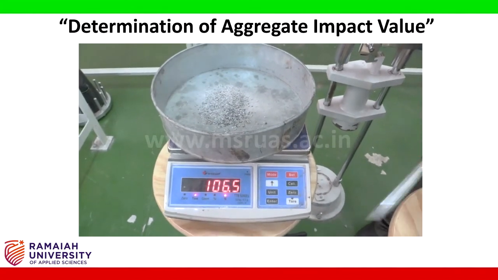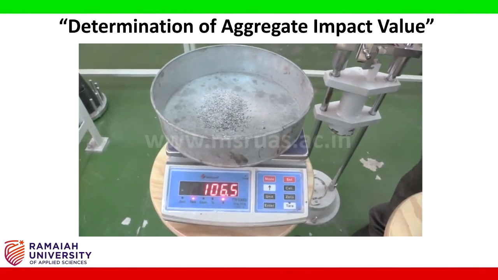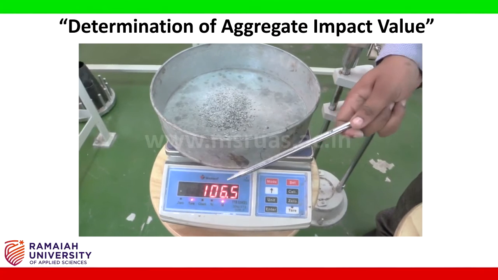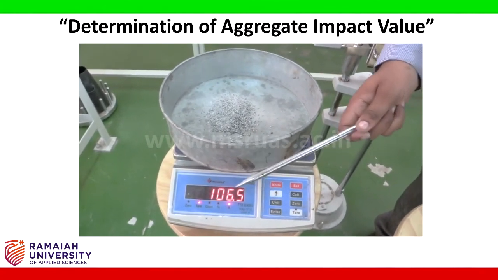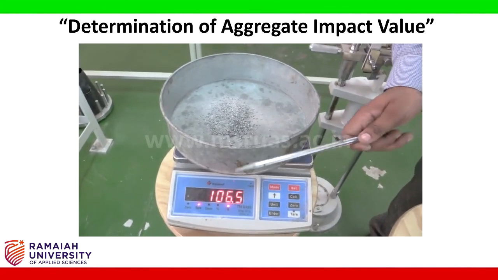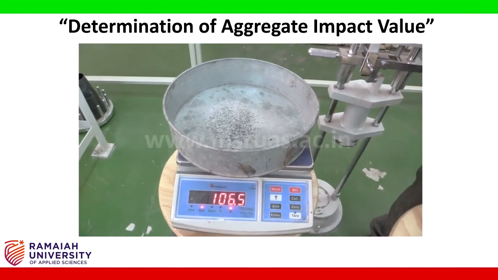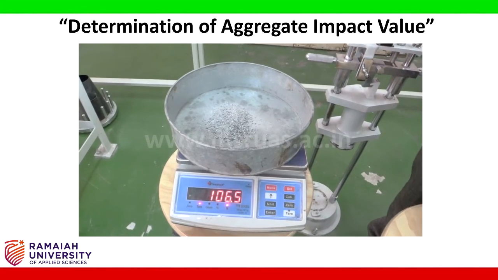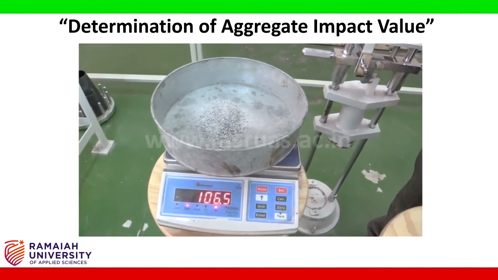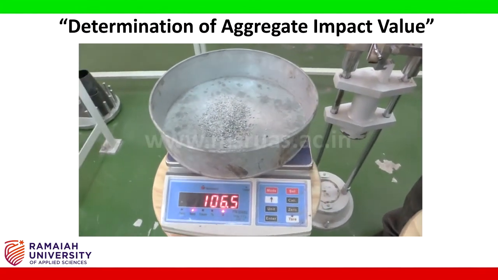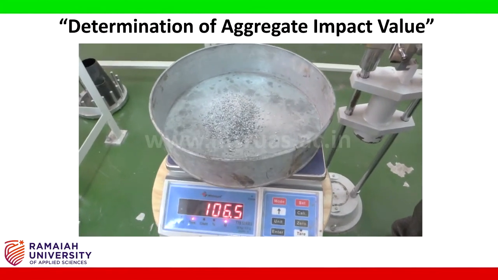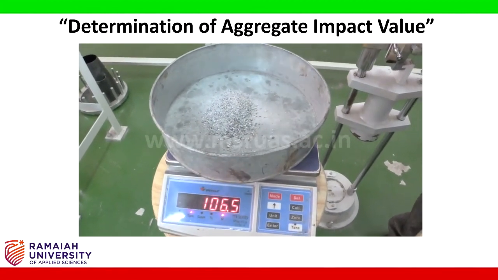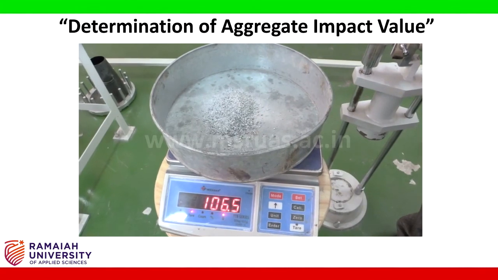This is the weight of aggregate which is passing the 2.36 mm sieve. The ratio of the weight of aggregate passing the 2.36 mm sieve to the weight of aggregate taken gives you the aggregate impact value. As far as possible, for tougher aggregate, your aggregate impact value should be less than 10%. If it exceeds 40%, we generally call it not a good quality aggregate. This completes your aggregate impact test experiment.